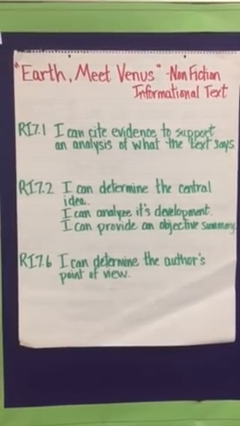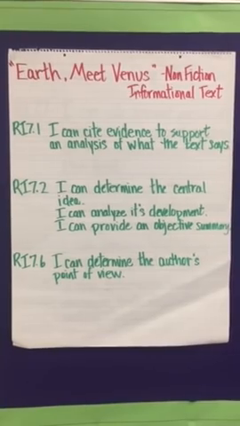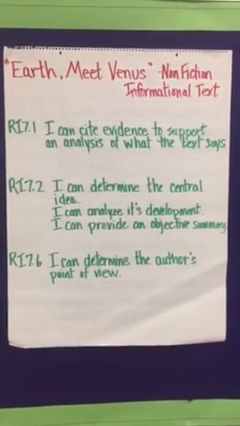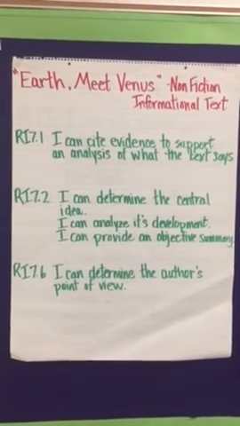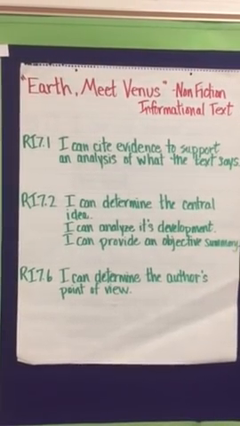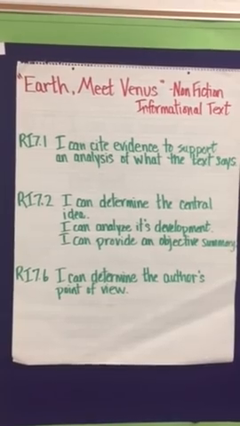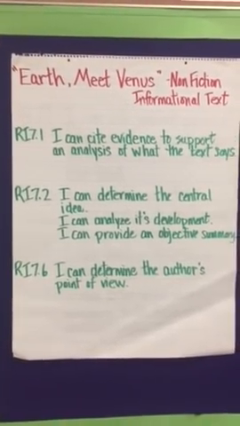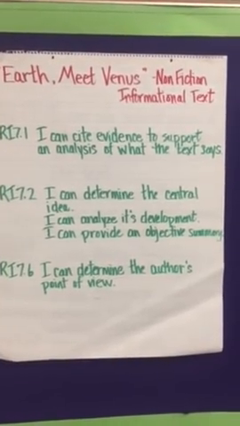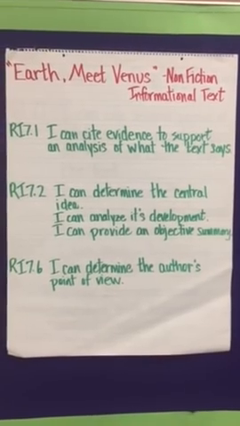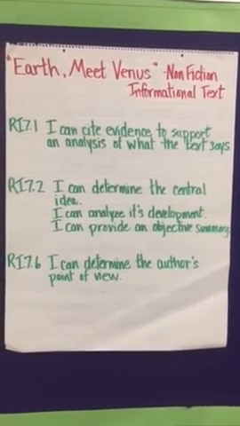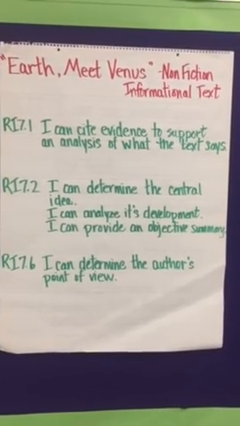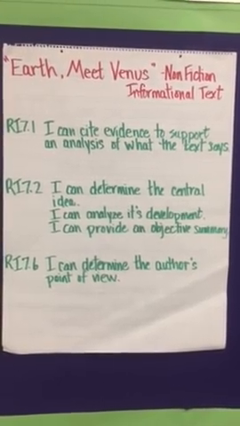All right, ladies and gentlemen, today we're going to talk about reading for information, informational text. This is nonfiction, and we're going to be really focusing on reading for information 7.1, 7.2, and 7.6. We'll, of course, go over these in class during our morning meeting, but we are citing evidence to support what the text says and analysis. We can determine a central idea, analyze its development, and provide an objective summary.